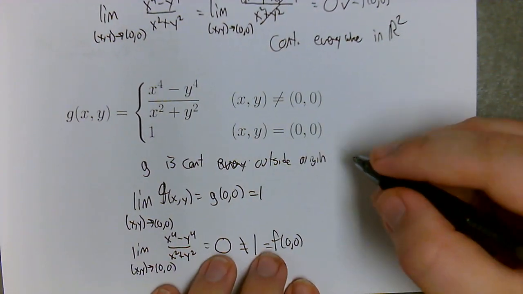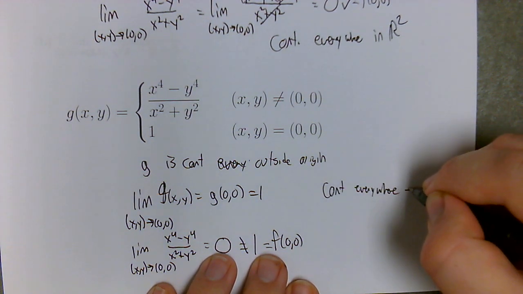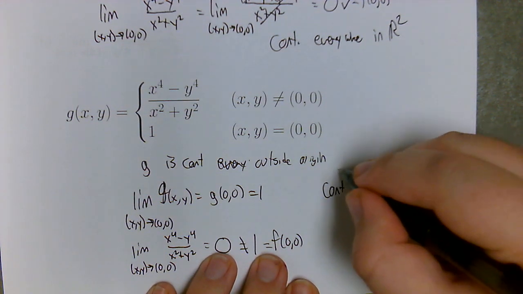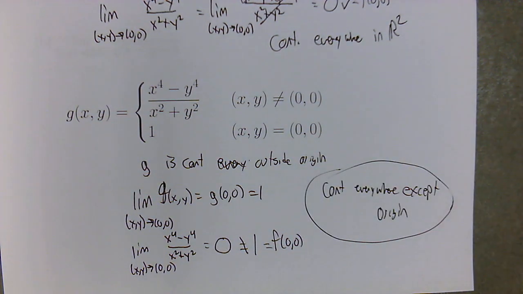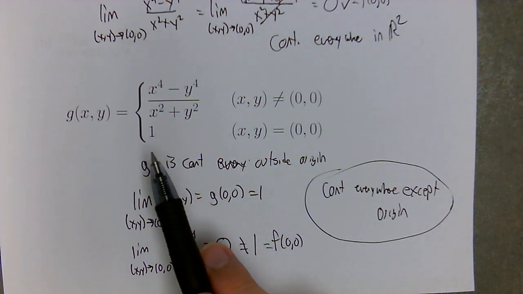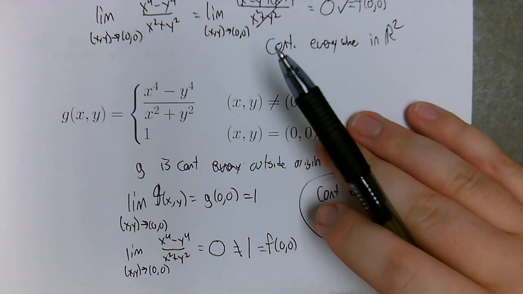And so that means that this is continuous everywhere except the origin. So we can't say we're continuous at the origin because we hop up to 1 when we should be going to 0 right there. So we're continuous everywhere except for the origin in this case.